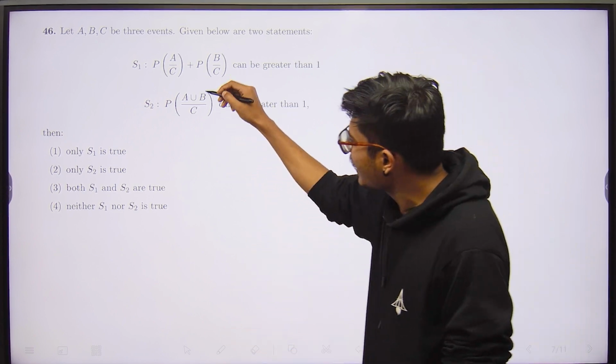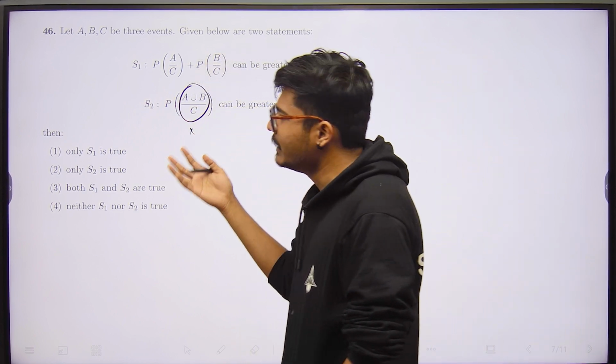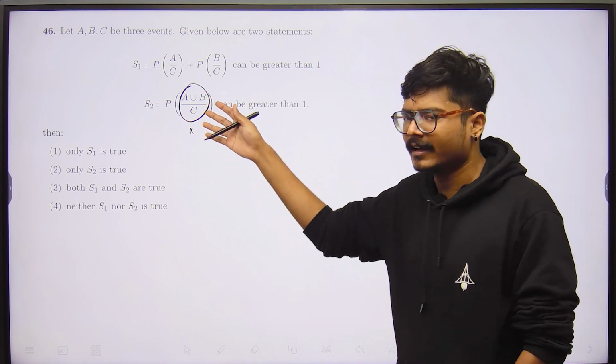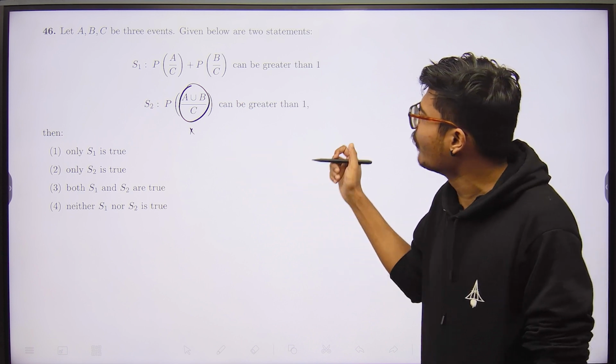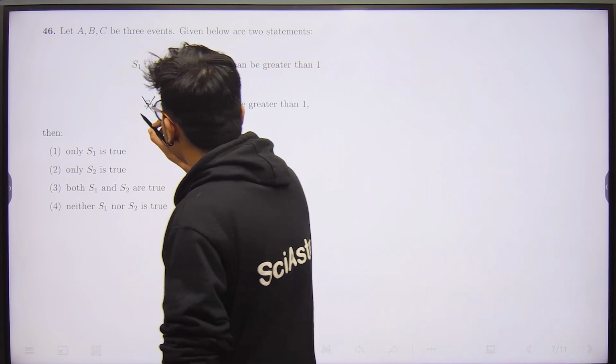Because this probability is in itself an event, right? It's some event X. We don't care what's inside, but it's some event. So the probability of any event cannot be greater than 1. So statement 2 is obviously wrong.